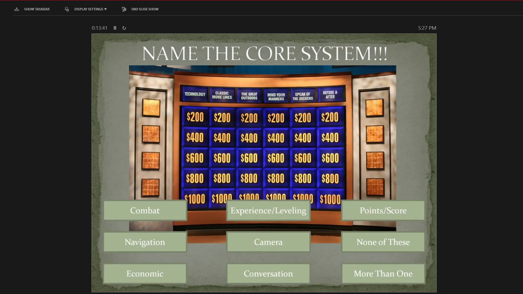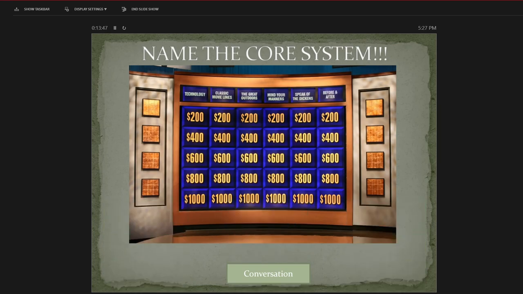Name the core system of Jeopardy. If you said conversation, you're kind of correct. It is trivia, which is part of conversation. So that's a little bit of a trick one there. And, you know, I'm providing the only correct answers in the green boxes. So I know it's tricky, but I'm just messing with you at this point.